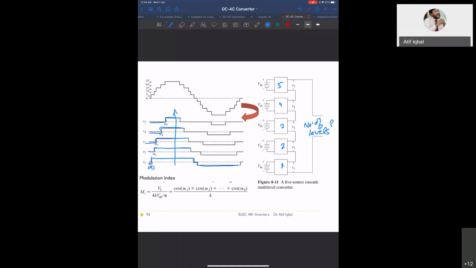So what do you get? 0. To count the levels, I will count from here, from here to here. So level number 1, 2, 3, 4, 5, 6, 7, 8, 9, 10, 11. 11 levels. 5 VDC, 4 VDC, 3 VDC, 2 VDC, VDC, and 0. And then the negative of that.